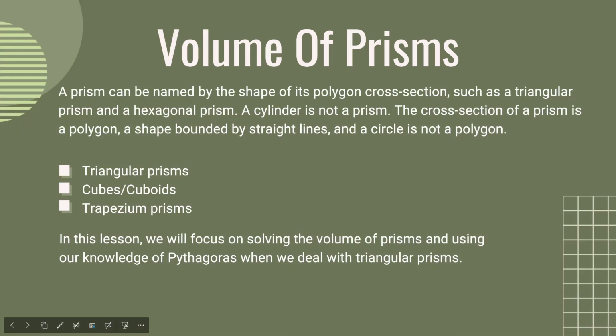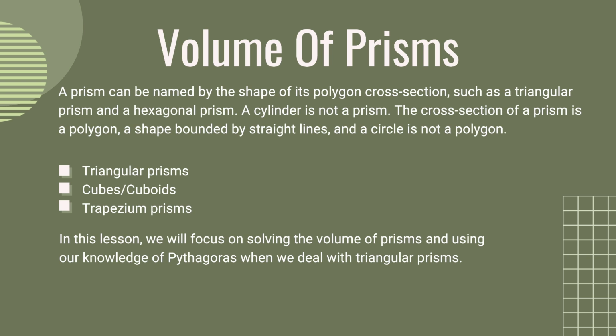So, what is a prism? A prism can be named by the shape of its polygon cross-section, such as a triangular prism or a hexagonal prism. A cylinder is not a prism, because the cross-section of a prism has to be a polygon, a shape bounded by straight lines. And a circle has no straight lines, so it's not a polygon.